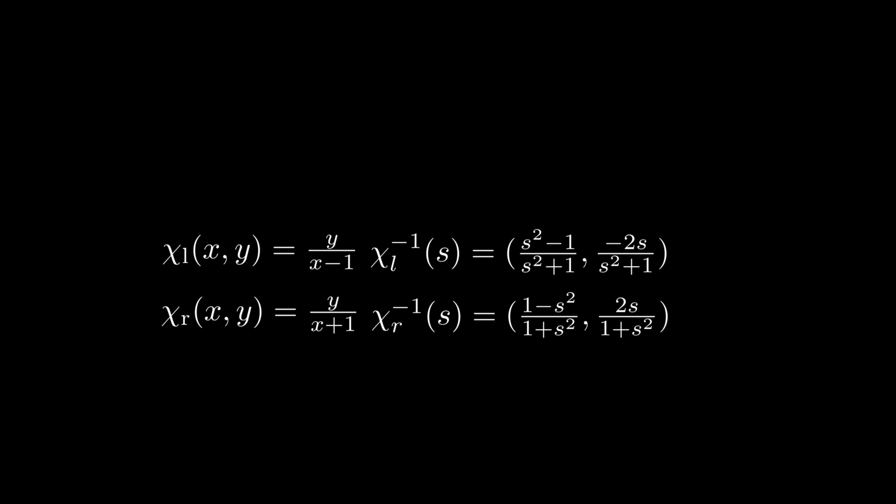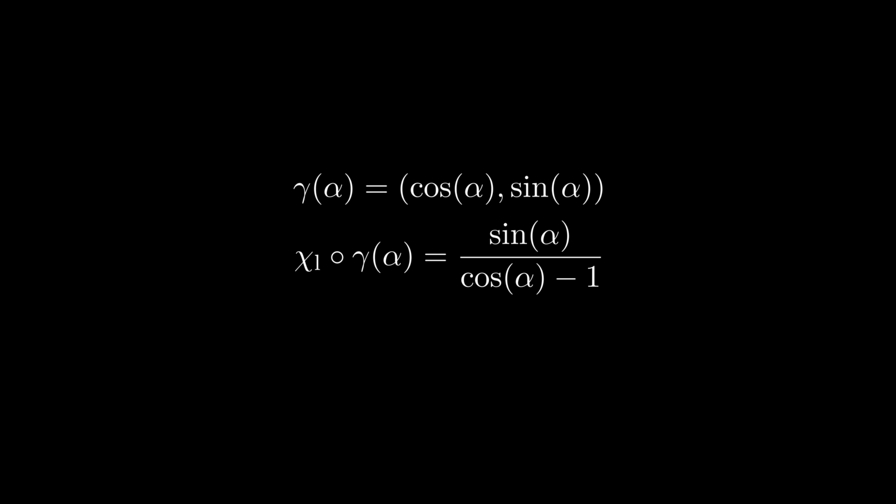Now that we have defined charts for a circle, let us do some algebra. We start by defining our curve to be gamma of alpha equals (cos alpha, sin alpha). This curve just goes around the circle. Next, we apply the left chart onto this curve, which gives us the following. After that, we take the derivative of this expression, which gives us the following.